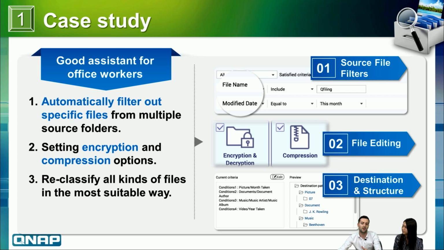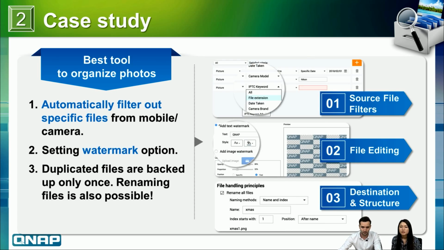So based on the settings you set in advance for the destination and the structure, that is how they are going to be organized, like pictures under pictures. And the next one is to reorganize photos: you can choose by camera model or IPTC keywords, or choose all the files in your mobile and cameras, and add some watermark if you need. And you can rename all the files during the filing task.